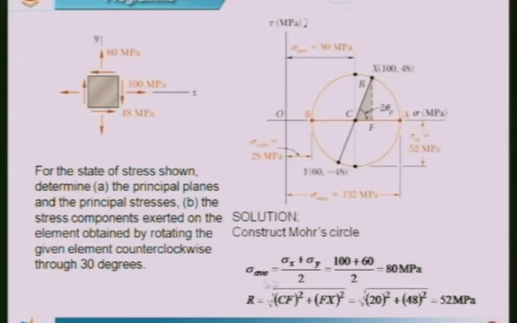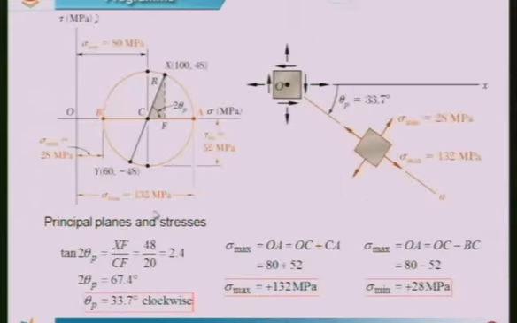Now, we can also determine from this the average, that is sigma x plus sigma y by 2, which is 100 plus 60 by 2, which is 80, corresponding to the point C. OC corresponds to the average normal stress, which is equal to 80, and the radius, which is 52, is the maximum shearing stress. Now, we have found the principal stresses. So, let us look at the principal plane.